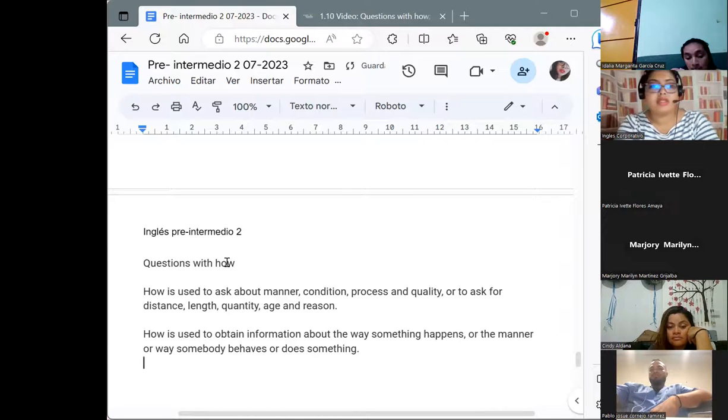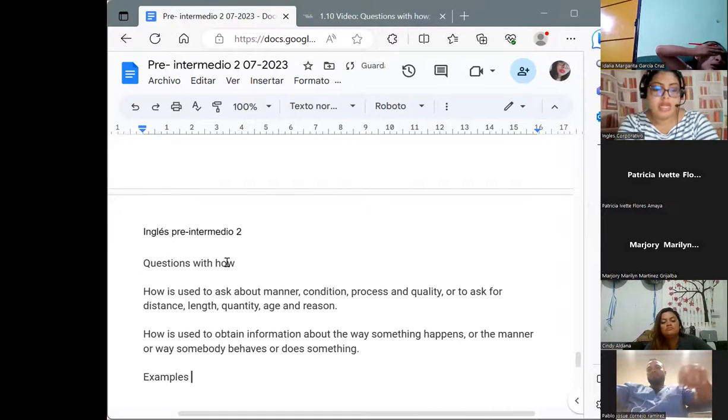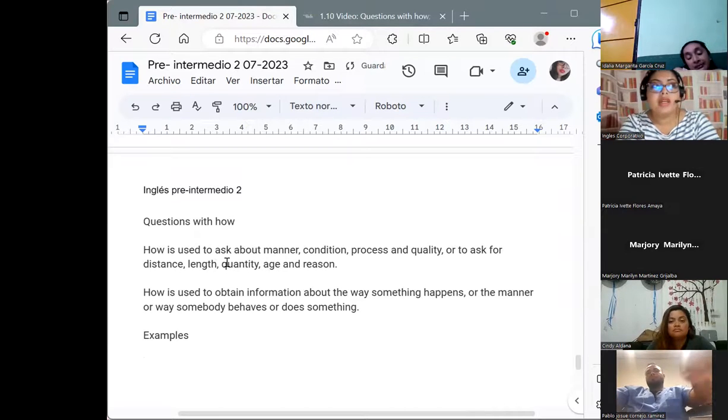So we are going to see some examples. And in this case, we are going to divide these ones about the information that they are going to ask. In this case, we are going to begin with manner or condition or quality. Vamos a hacer los primeros ejemplos de manera, de condición o de calidad.